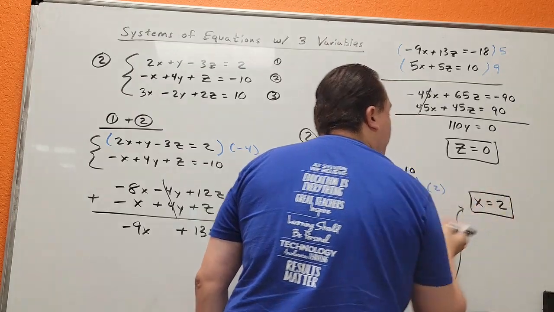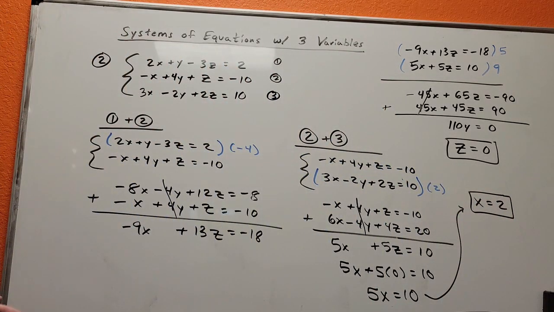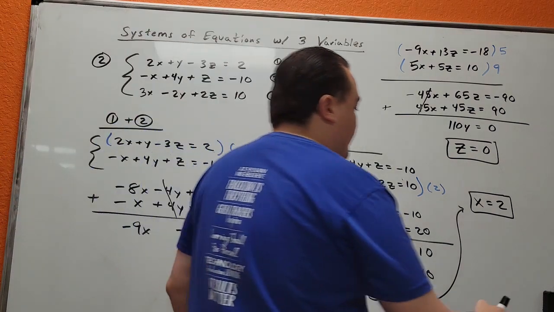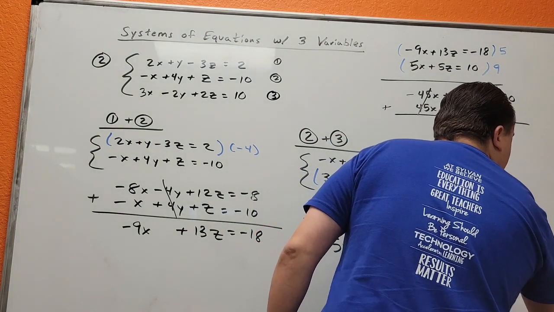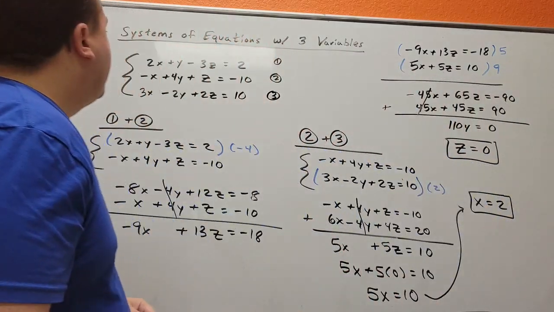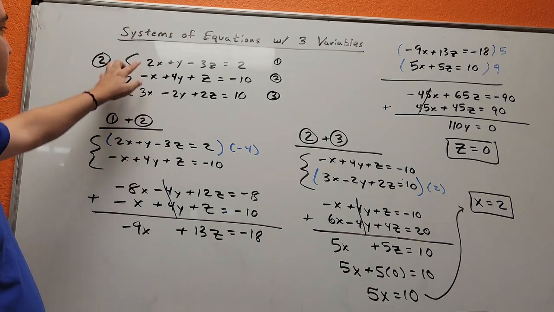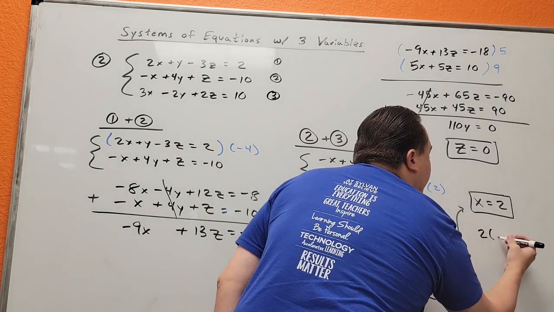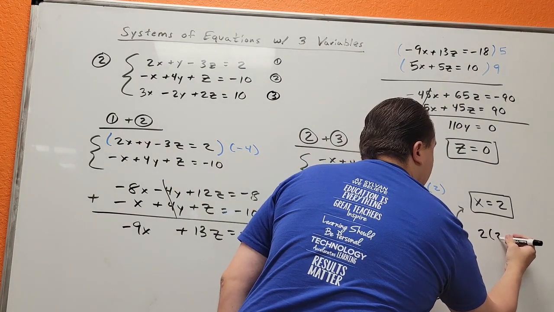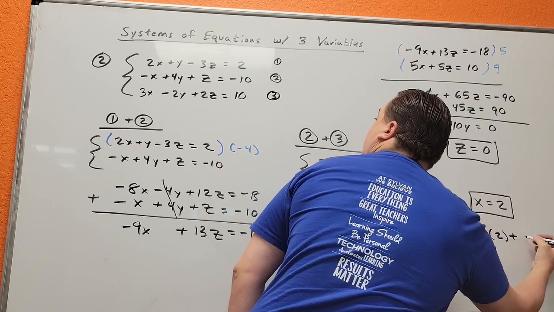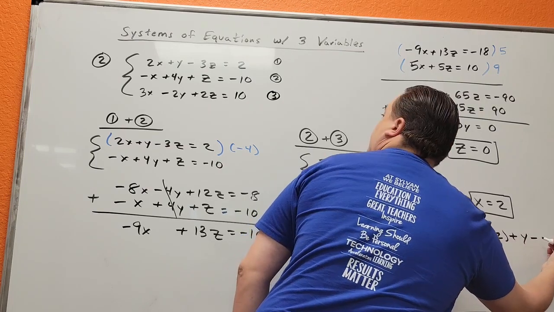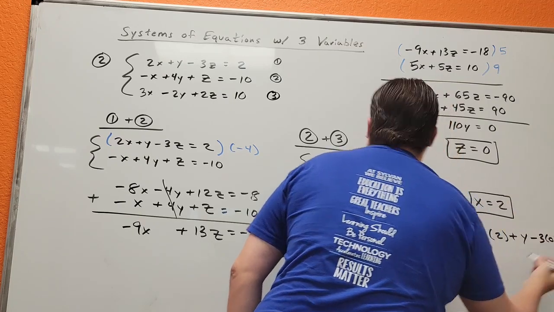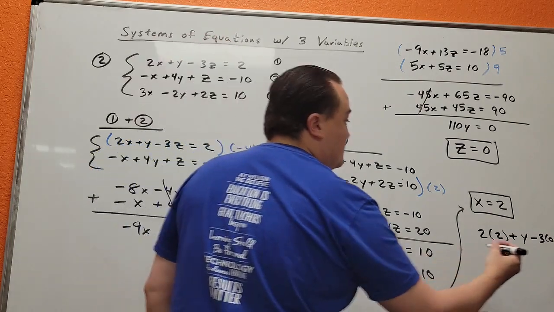So there's another answer. And then you take that and you plug it into one of the original three to get your y value. So whichever one looks easiest, I'll just take the first equation. So 2x is 2 plus y minus 3 times z is 0 equals 2.